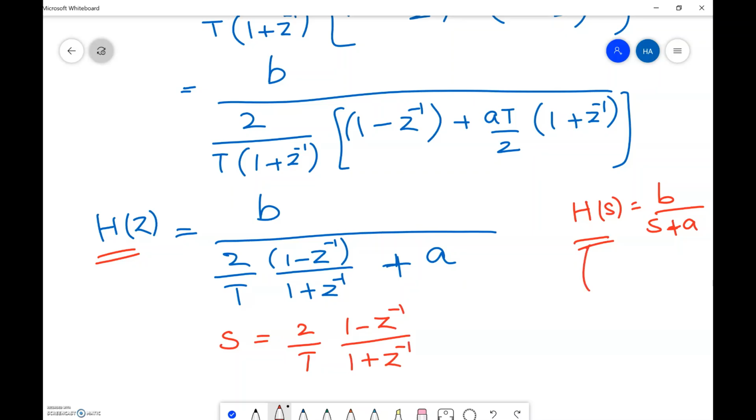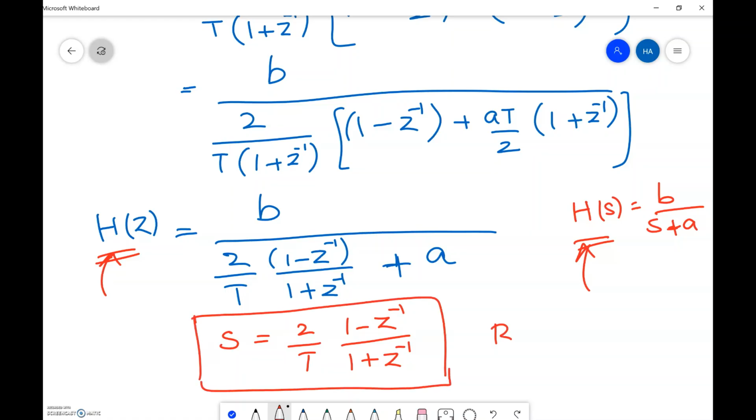So in the analog transfer function h of s, if you replace s with this term, then we are going to get the digital transfer function h of z. So this is called as bilinear transformation. This transformation that we have obtained is called as bilinear transformation.